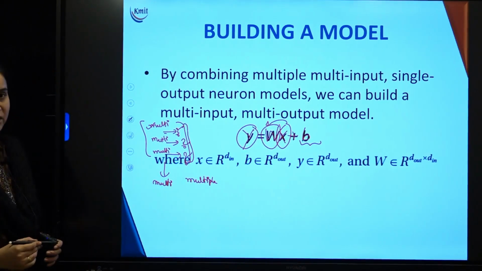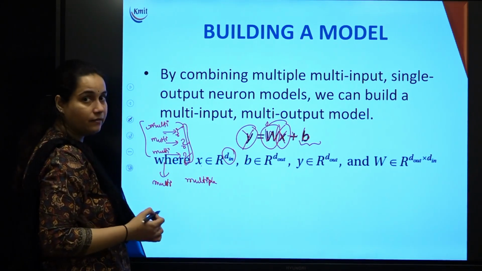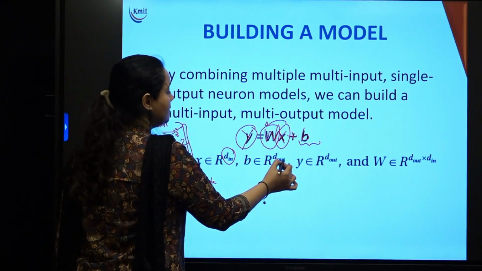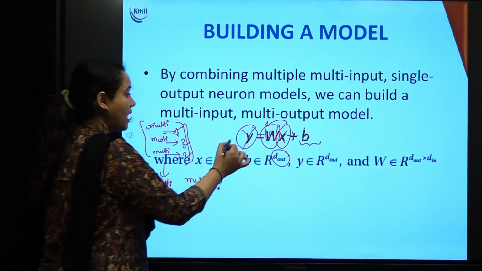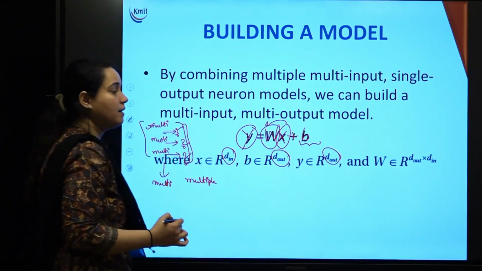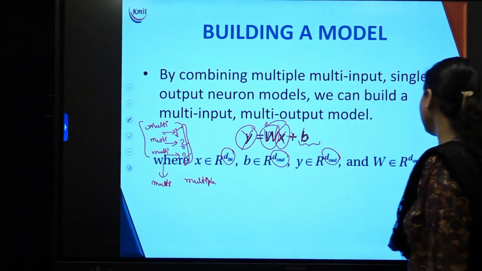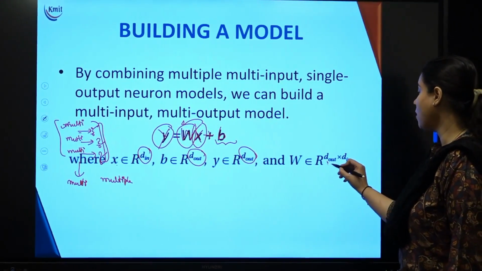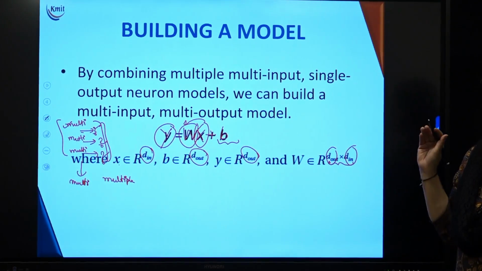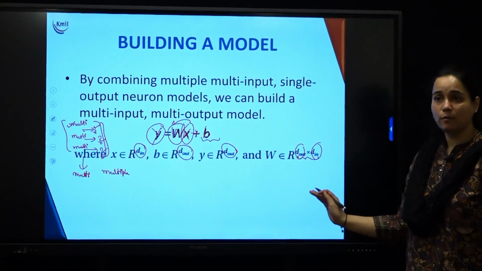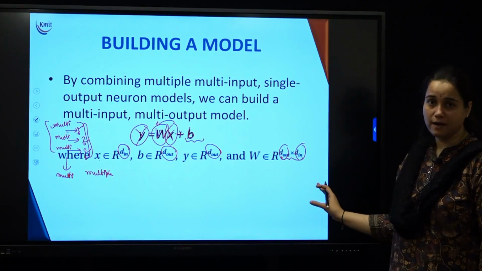There are these dimensions that I have mentioned. X has a dimension of DIN, the data input. B will be equivalent to the dimension of the number of outputs, and Y is the total number of outputs, with dimension DOUT. The weight matrix will be of dimension DOUT by DIN. This will remain throughout any image classification problem that you are going to solve. So this is a uniform way of building a model.